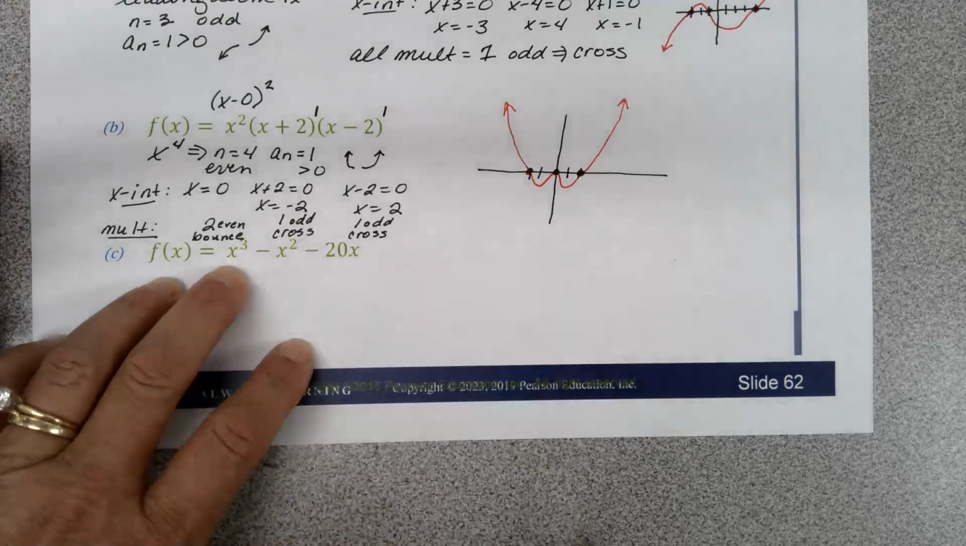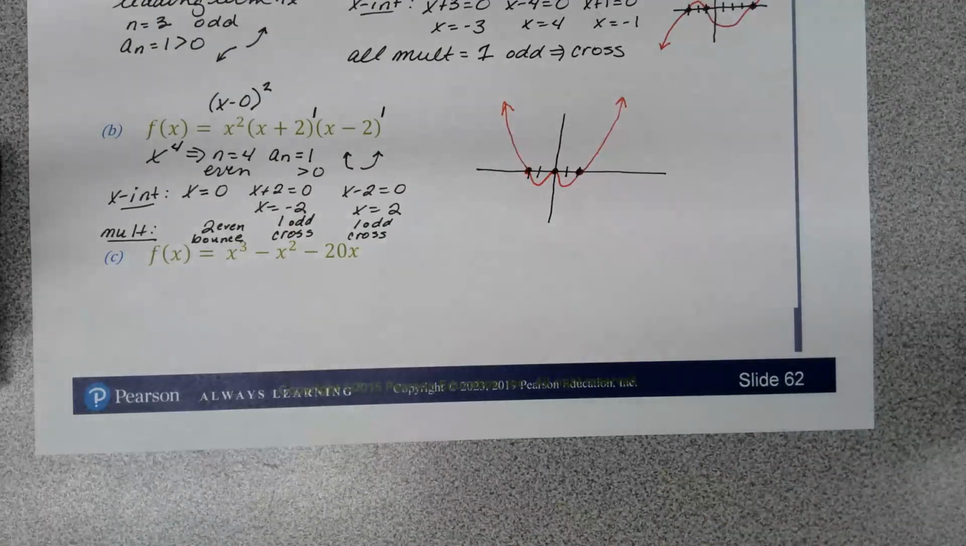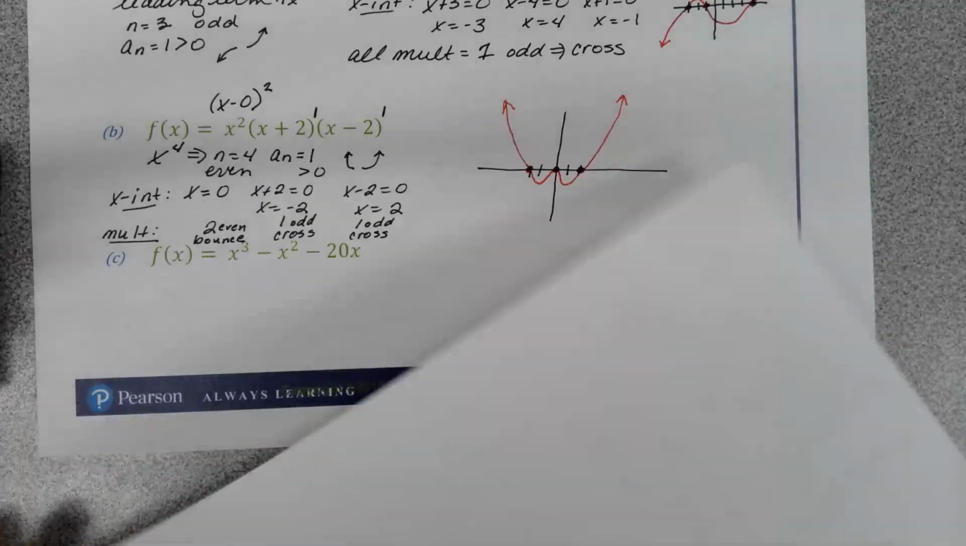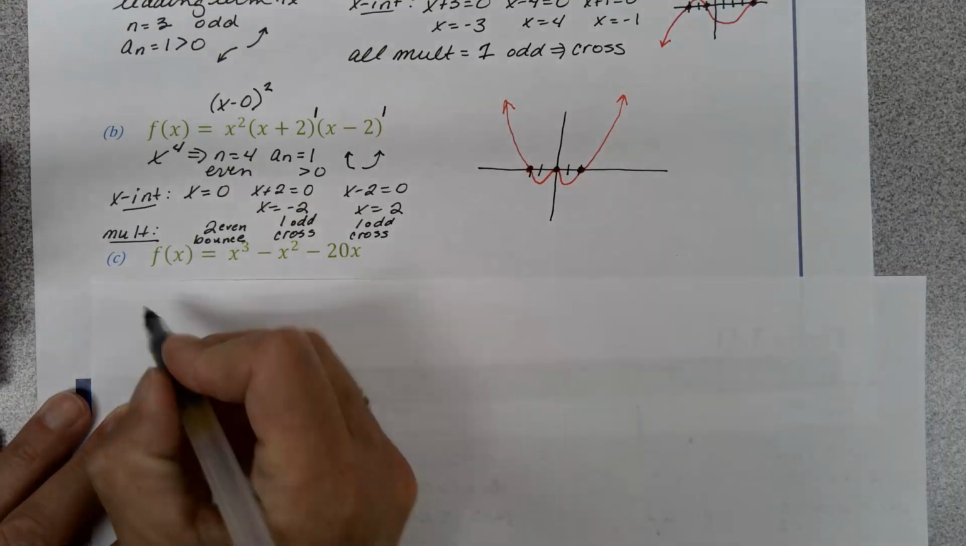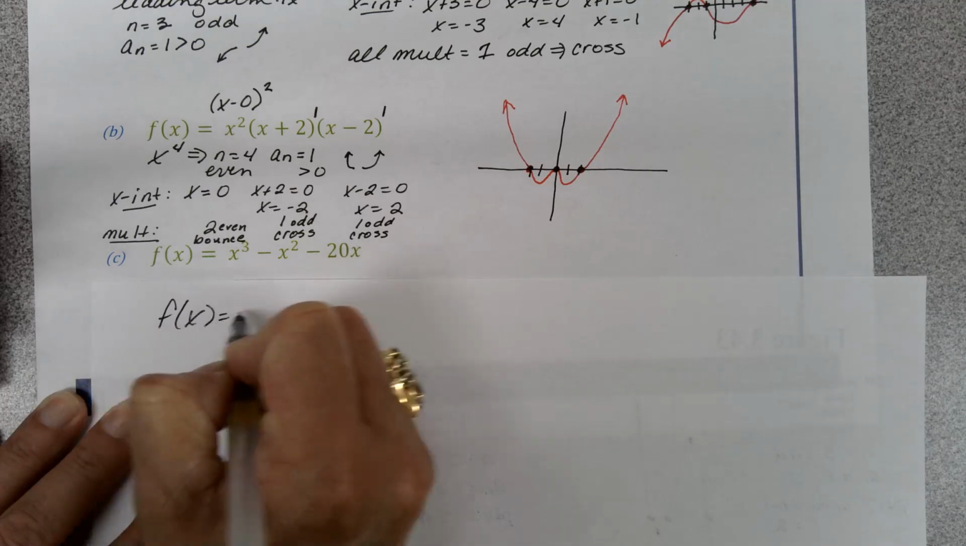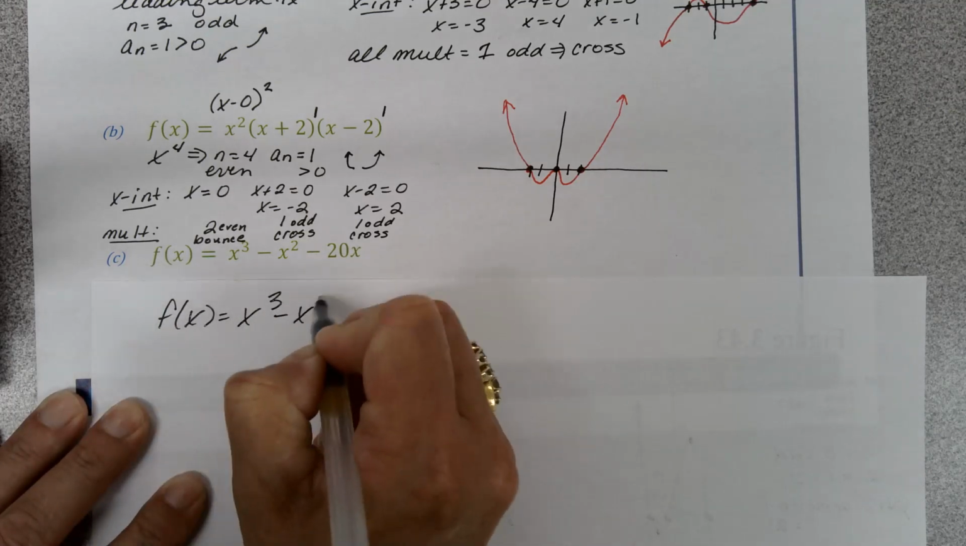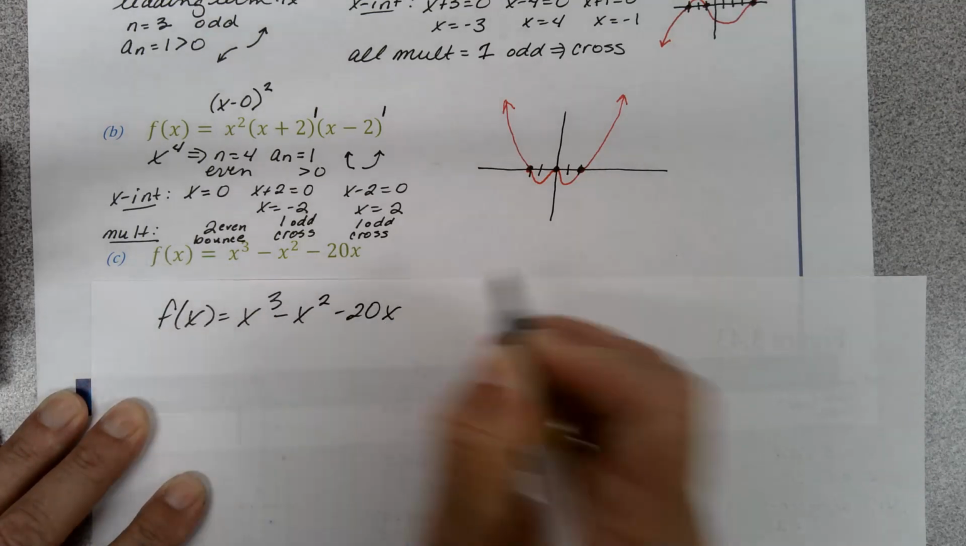And so here we have x cubed minus x squared minus 20x. Just to give ourselves some more room, I'm going to write it on a separate sheet of paper. F of x is equal to x cubed minus x squared minus 20x. So last one to graph for today is this one.